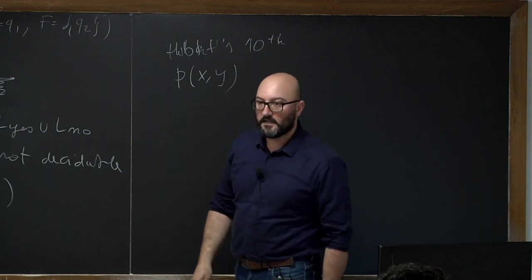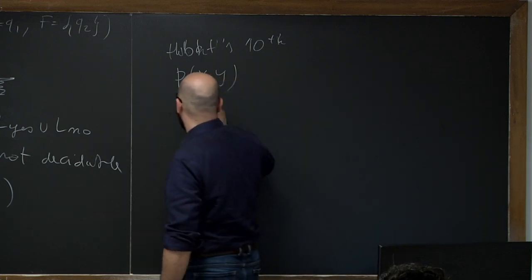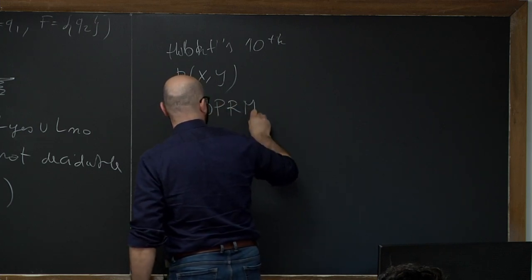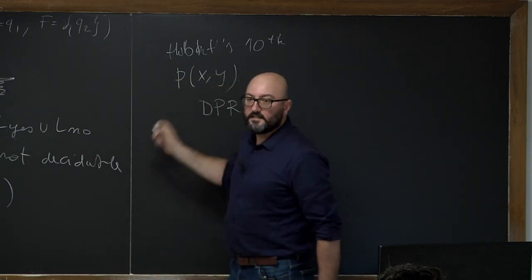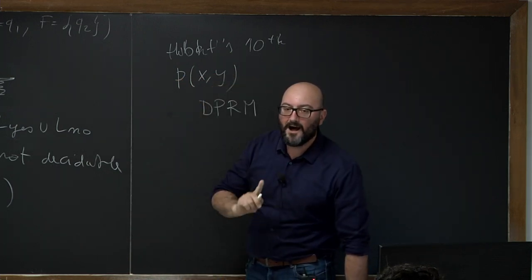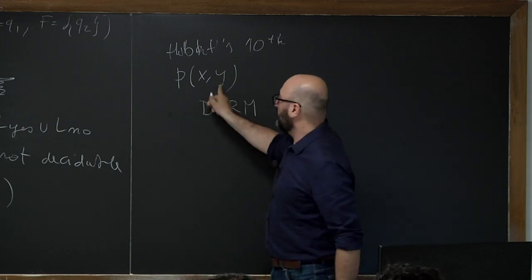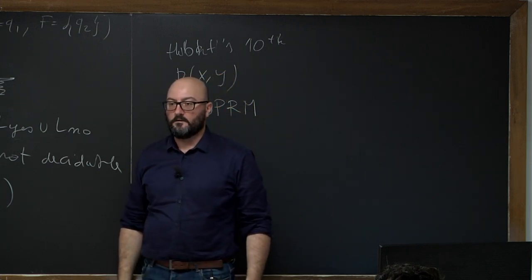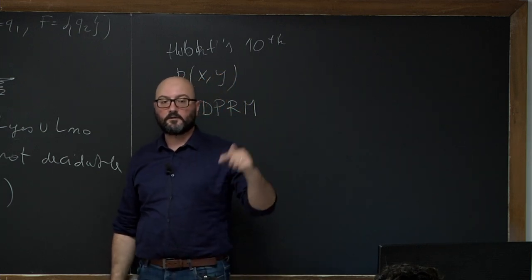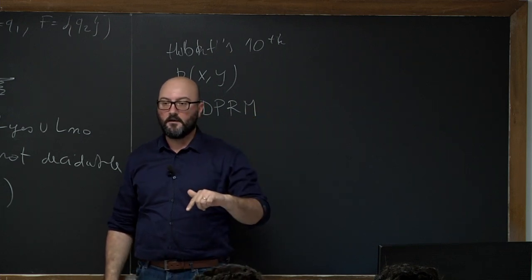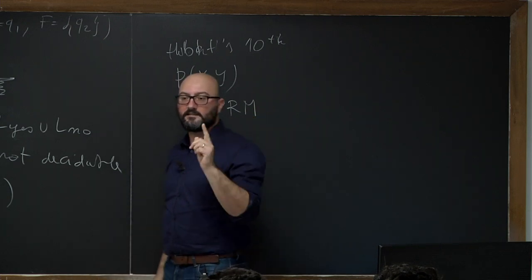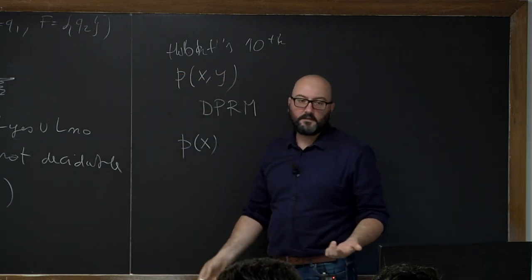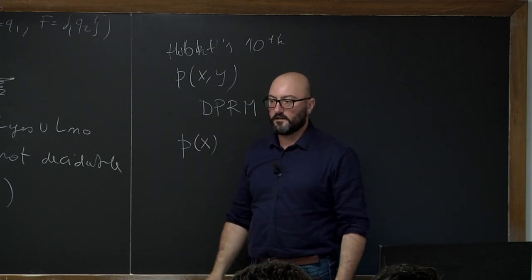The answer came in the 60s by Davis, Putnam, Robinson, and Matiyasevich, who proved that this problem is not decidable. There is no algorithm that, given as input a polynomial with integer coefficients, tells you whether there is a root which is an integer or not. This is very surprising, because if you ask the same question about a polynomial in a single variable, the answer is yes, and I can even give you an algorithm.